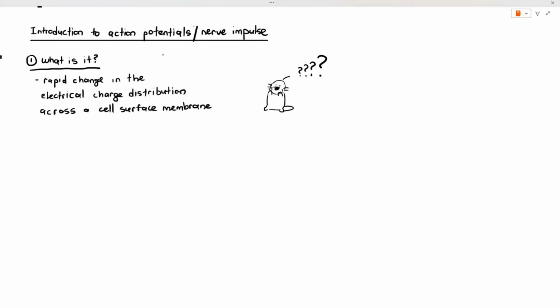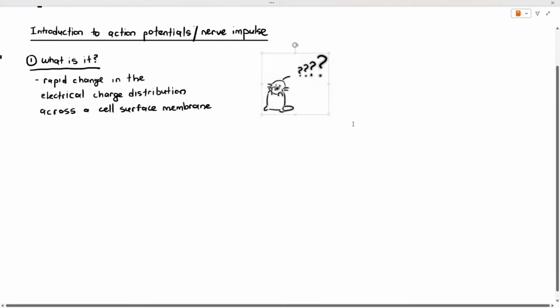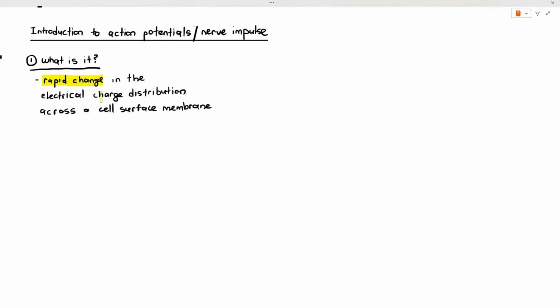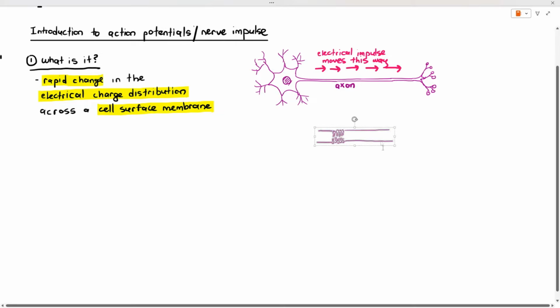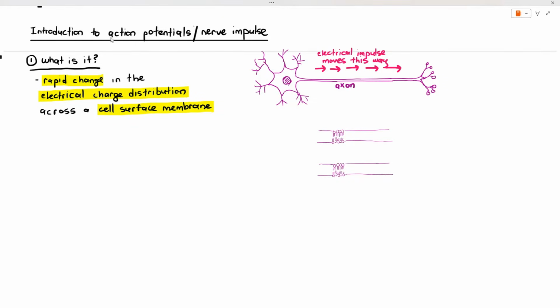So I'm just highlighting rapid change, electrical charge distribution, and cell surface membrane. Now, along the axon, what cell surface membrane are we talking about, by the way? Imagine this motor neuron and this axon here, and I'm just showing you the direction of the electrical impulse. They're just moving towards the right side. Now, let's focus on the cell surface membrane first. Where exactly is the cell surface membrane? Remember, a neuron is a cell. Of course, they have a cell surface membrane. So I'm just drawing part of the axon here.